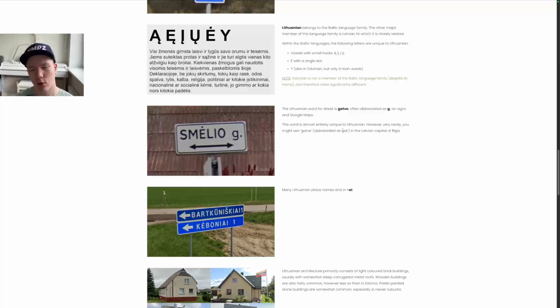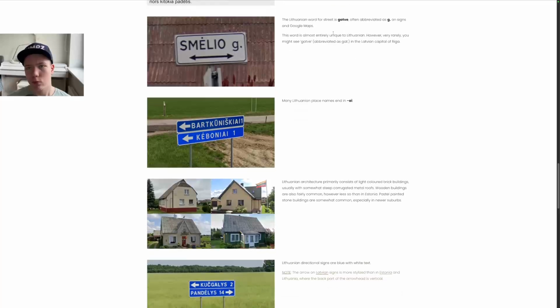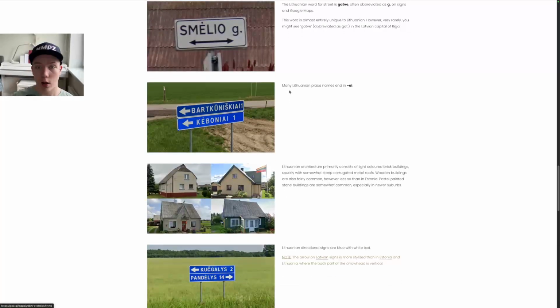And the Lithuanian word for street is gatve, often abbreviated as G. Sorry about that. Yeah, and Google Maps also abbreviates it as G. I didn't know this. Interesting. And yeah, a lot of Lithuanian place names end in AI. AI? What? What am I doing? Anyway, yeah, AI, in the words and the place names, a lot of things can end in AI.